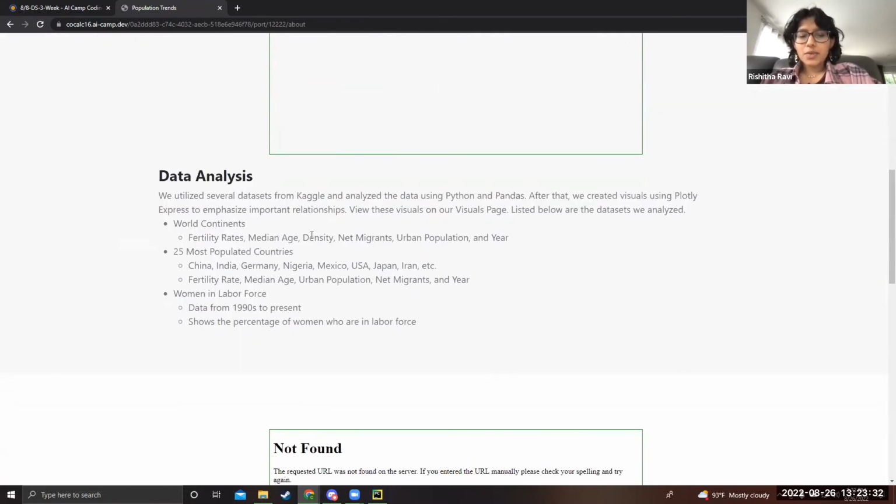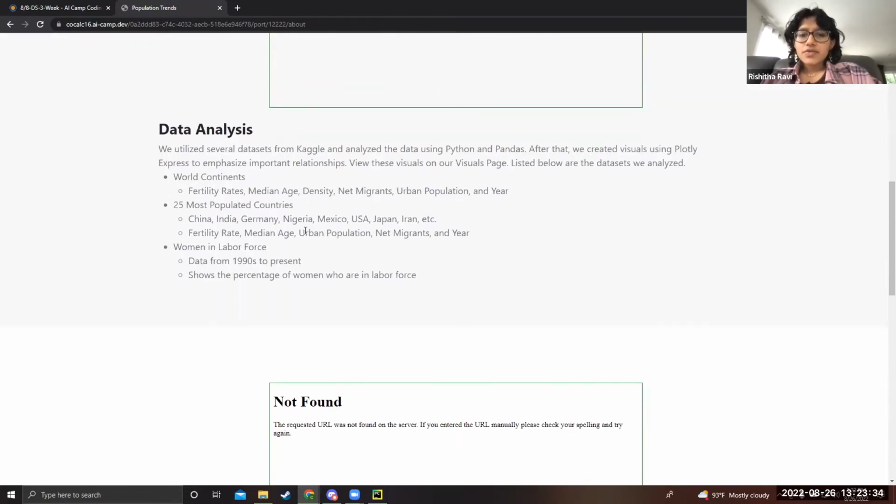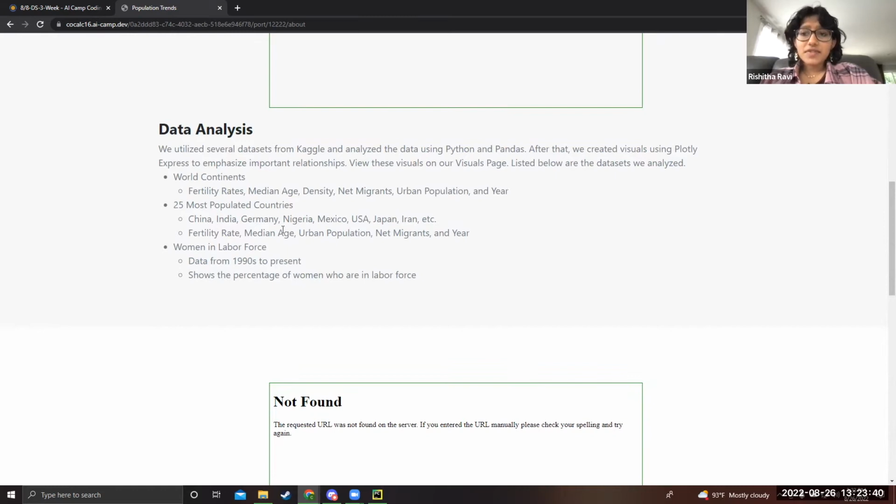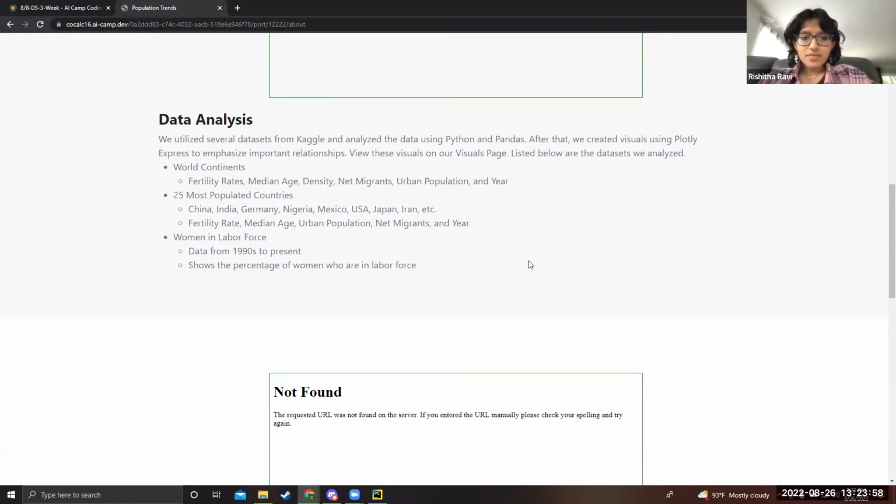So the first stage of our project was data analysis. For this, we found our datasets on Kaggle, and then we analyzed these datasets using Python and Pandas. This was a very interesting experience, and we were able to encounter a lot of different datasets. Some of the datasets that we used are listed below here. The main ones were world continents, 25 most populated countries, and also women in labor force. And we were able to explore the relationships in these various datasets.